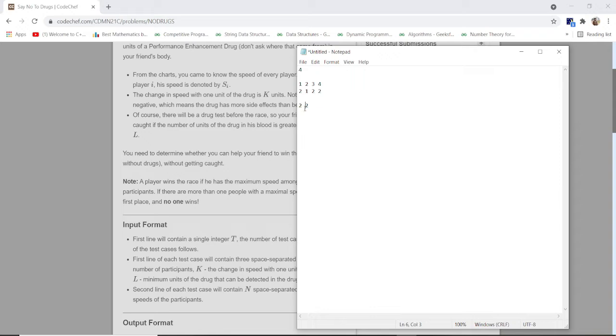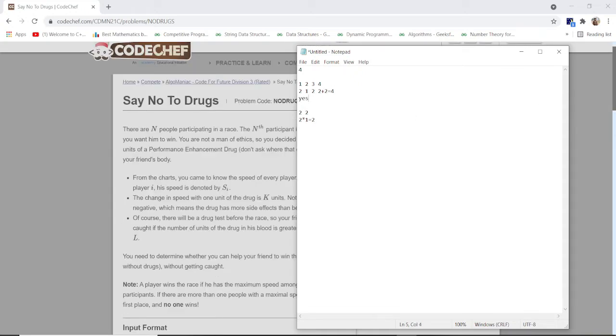That means I push less than 2 units here. So what is less than 2 units? 1, and 2 into 1 equals 2, right? So I push 2 units at most in this case. So 2 plus 2 here equals 4. As you can see, my friend's speed is 4 and it is the highest among all. So in this case, my friend will win and I can print yes.